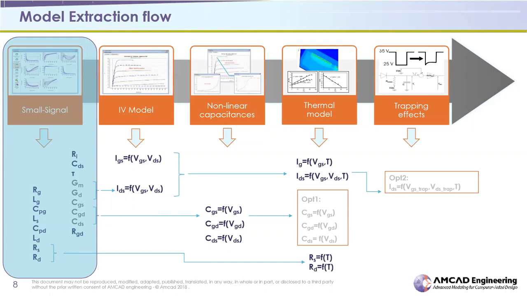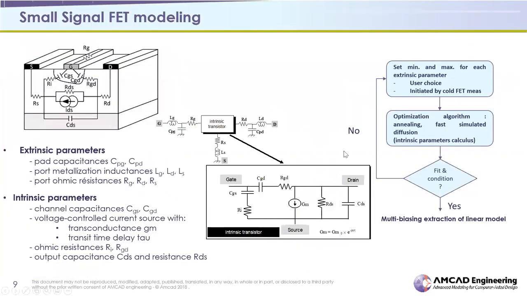So the first thing to do is to extract the small signal parameters. If we take the schematic of a device, we have the external or extrinsic parameters, like the pad capacitance, the port metallization, and the ohmic resistance. And we have also the intrinsic parameters that are shown here, which are the channel capacitance, the control source, the ohmic resistance RI and RGD, and the output capacitance and RDS as well.